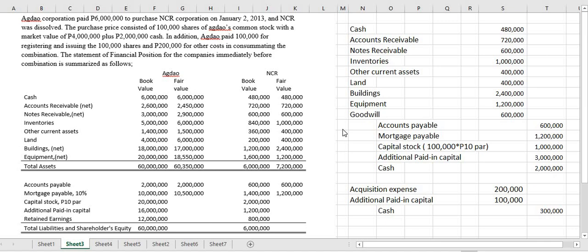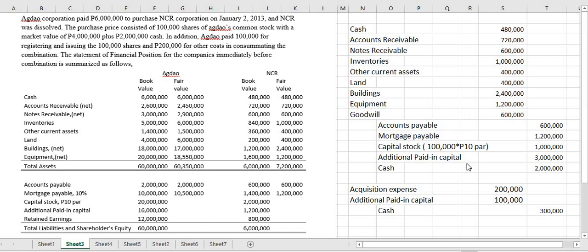Then the excess of the fair value of the shares over the capital stock credited is credited to additional paid-in capital at 3 million, since it's 4 million less 1 million. Then, of course, you credit cash at 2 million. But since we debited cash and credited cash, it can also be netted. That's a net credit of 1,520,000.